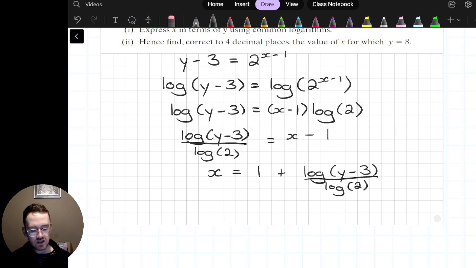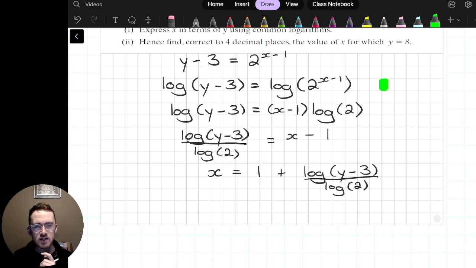So what we've done here, at this very first step, we took the log of both sides. We took that idea that if A is equal to B, or if B is equal to C, then log of B is equal to log of C. So we're allowed to do that. We can take log of both sides so long as the equals is there.